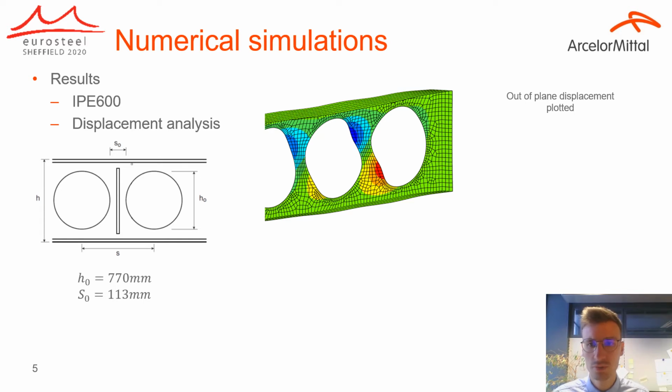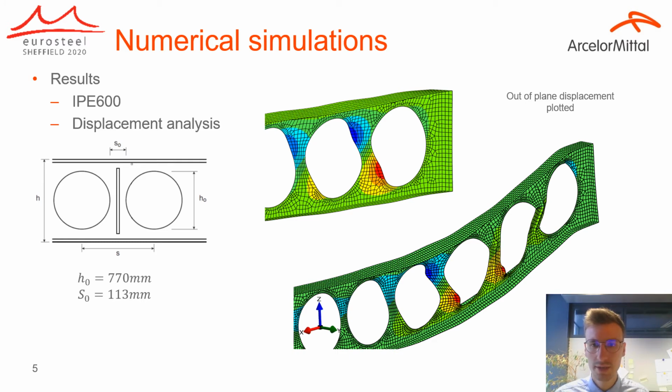Just something I forgot to mention, here you can see that the end post is stiffened to prevent a local failure mode due to support reactions. And here you have the second model with the first two web posts stiffened, and you can clearly see that the out of plane displacement is blocked, and we have much more displacement on the third web post, which fails by buckling.